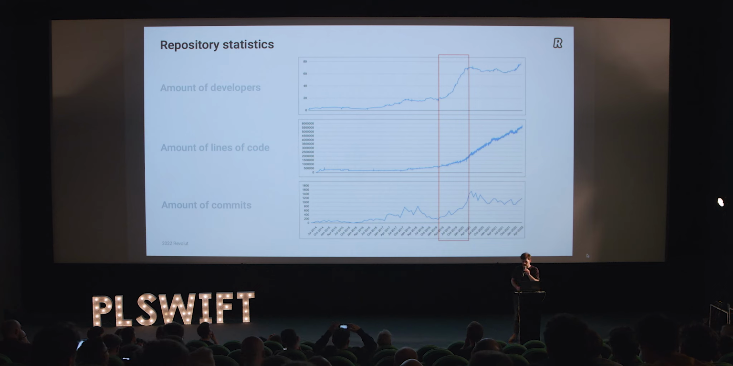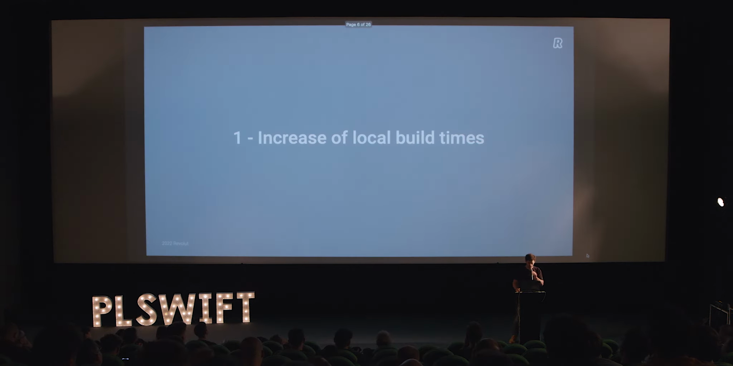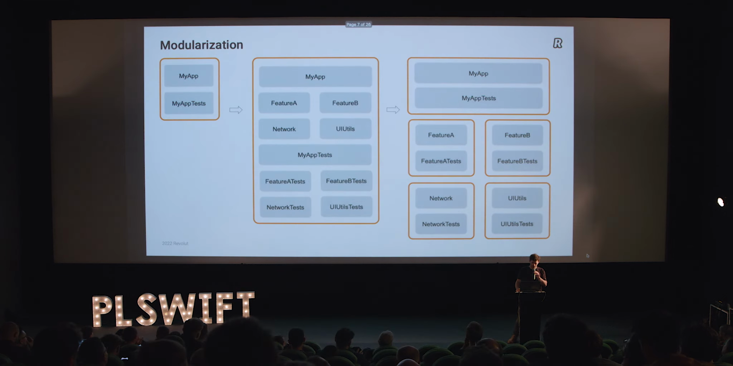So usually the first of the problems you find when scaling is that your local build times start getting unmanageable. What you see here is the usual evolution of a project. So usually you maybe start on the top left, where you have a very simple app, some tests, and you have one Xcode project. The Xcode project is the orange square.